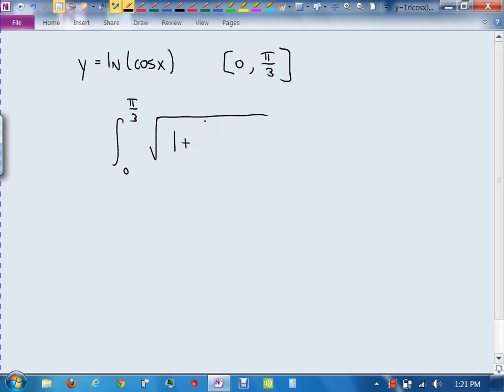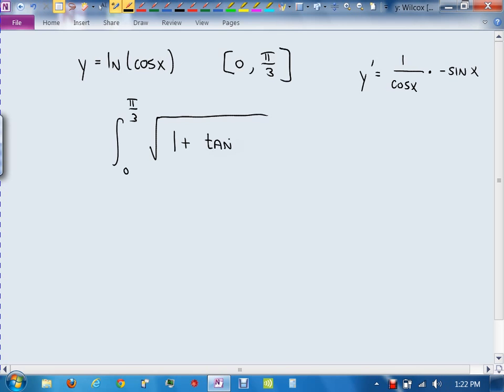What's the derivative of natural log of cosine x? I'll do that on the side here. What's the derivative of natural log of anything? 1 over it times the derivative of what's inside, negative sine. So isn't that just negative tangent? And what do you get when you take negative tangent and you square it? Tangent squared, right? So this becomes tangent squared x. Does that make sense? Or did I go too quick? Is that all right? Okay.